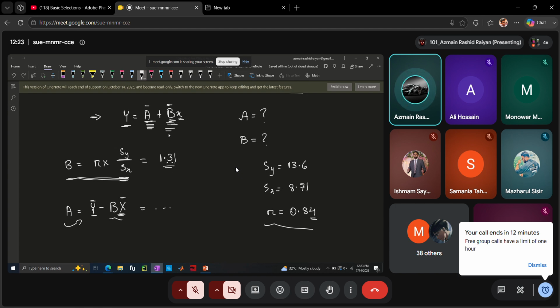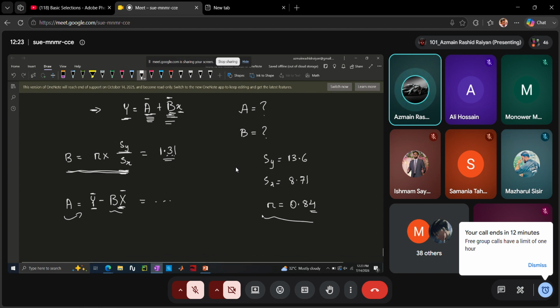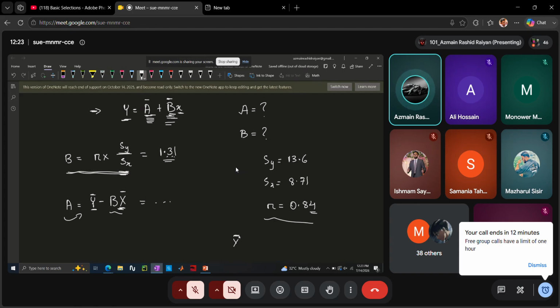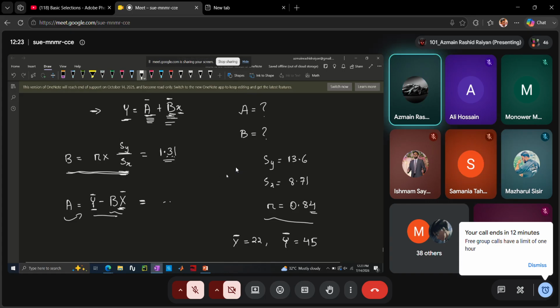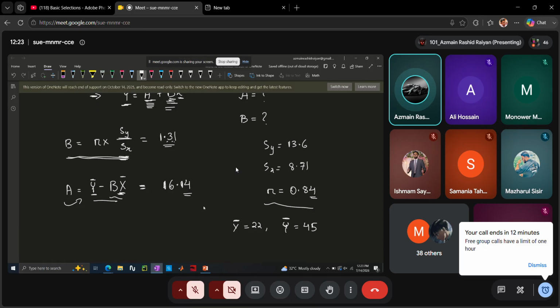So if I know the value of b, and I also know the values of x bar and y bar, my x bar value was 22 and my y bar value was 45. Now just plug in these three values here and tell me the value of a. 16.14. Okay. So our b value is 1.31 and our a value is 16.14.